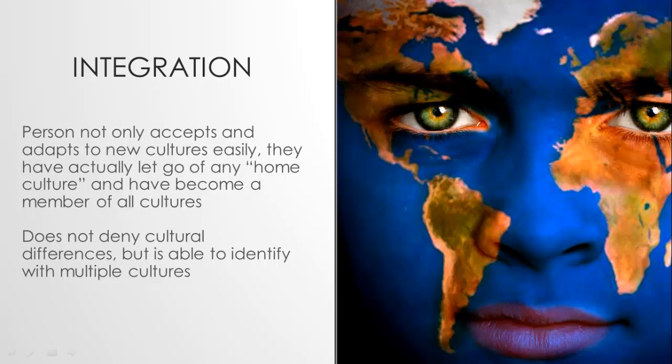This final stage in Bennett's model is called integration. At this stage of development, a person not only accepts and adapts to new cultures easily, they have actually let go of any home culture and have become a member of all cultures. This is not a common accomplishment, and is generally only achieved by people who lived in many diverse cultures and circumstances throughout their lives, and beginning when they were children. Most of us feel grounded in our home culture, but this person feels mobile and is able to integrate into any culture that he or she is placed into.